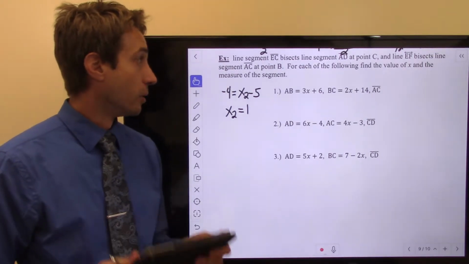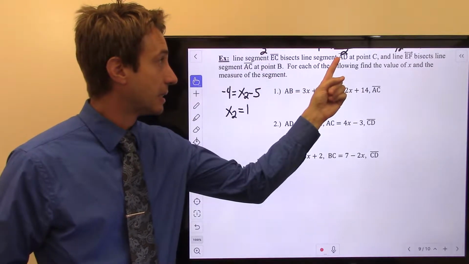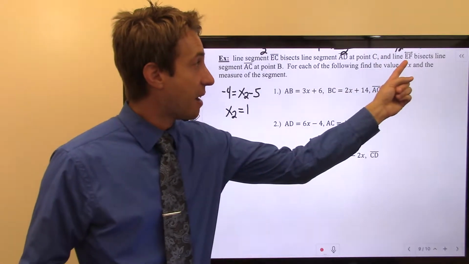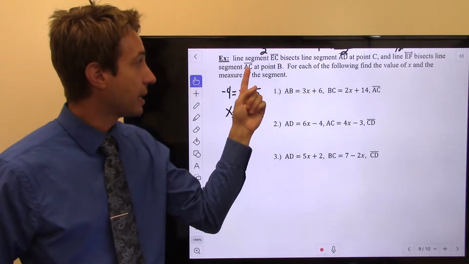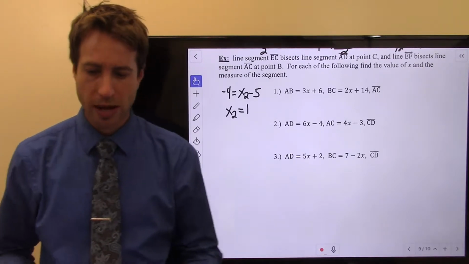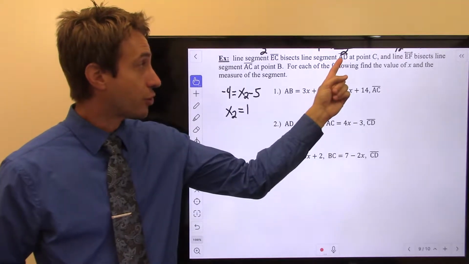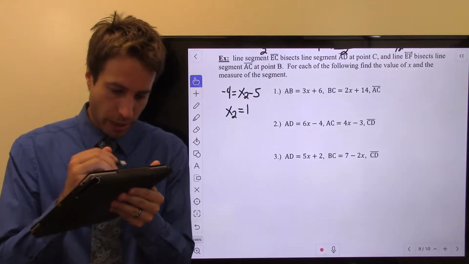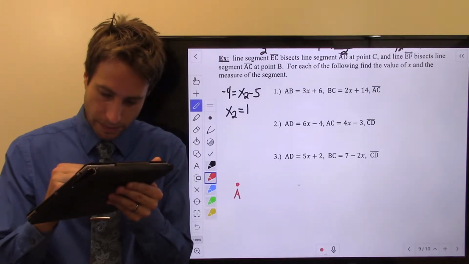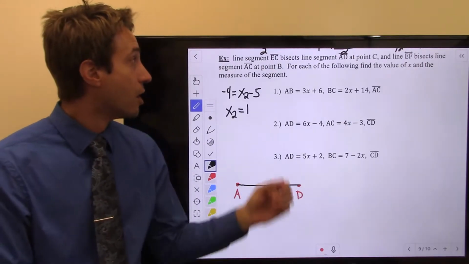Okay, here we go. I know that line segment EC bisects line segment AD at point C. The line EF bisects the line segment AC at point B. Lots of stuff going on here. Here's what we're going to do. I'm going to first do the line segment AD. So, here we go. Line segment AD. There's my line segment. And here's what I'm told.